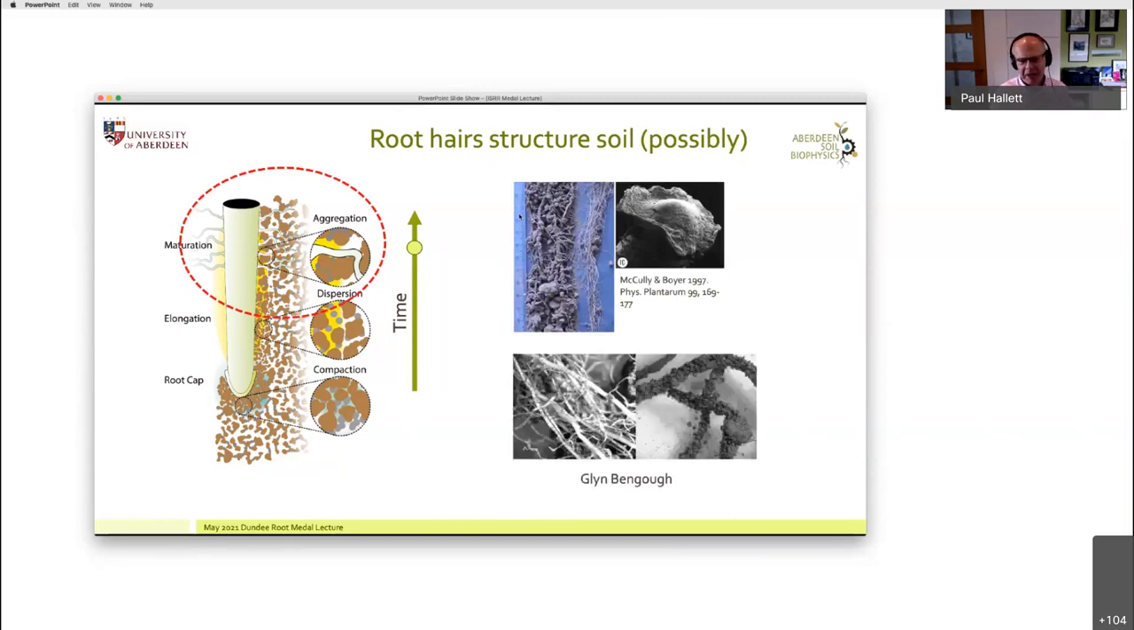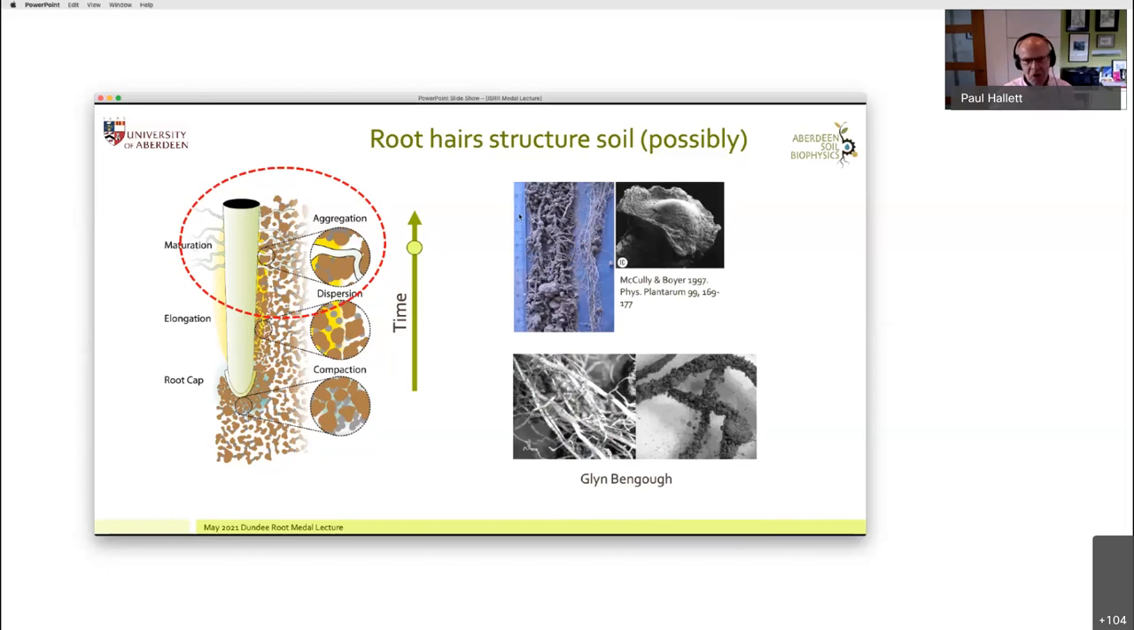These are images from Glyn Ben-Goth, and they're of mutants of barley. On the left, they have no root hairs. On the right, they have root hairs. But just looking at this, not taking any fancy measurement or anything else, you can see that there's obviously a really huge impact on soil structure.